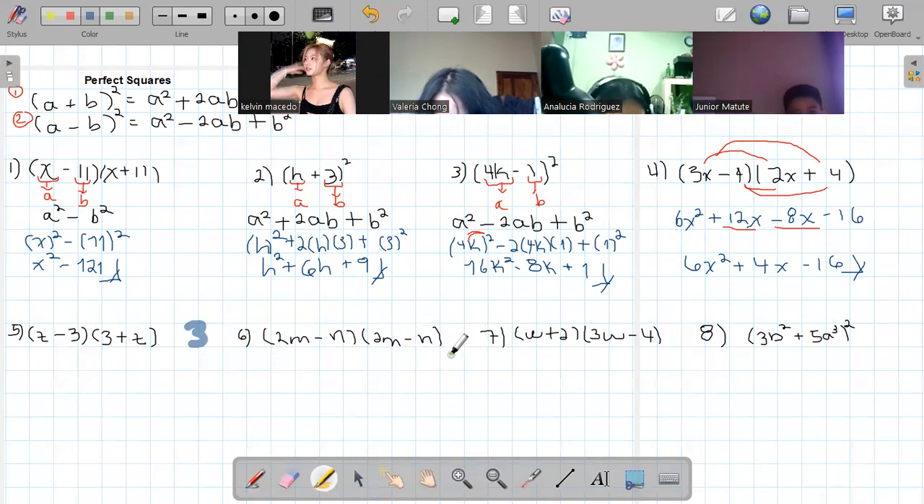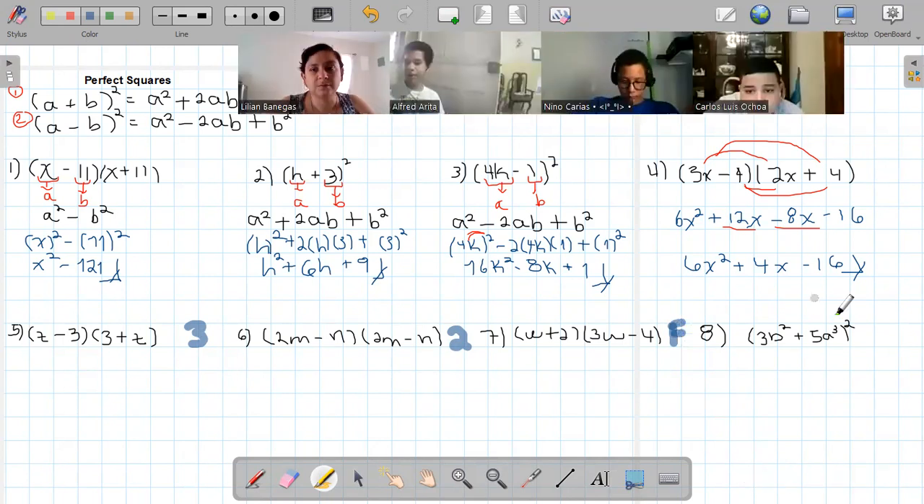Okay, exercise 6. Exercise 6 is formula number 2, because it is the same thing as saying 2n minus n squared. For number 7, FOIL, because they're different parentheses. And number 8, formula 1. And that's how you're going to be solving it, okay? See, you see that you know how to do it?